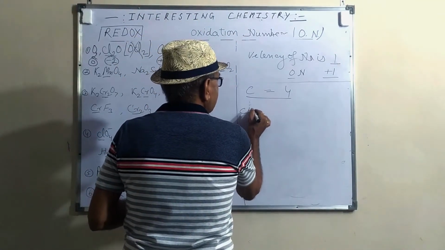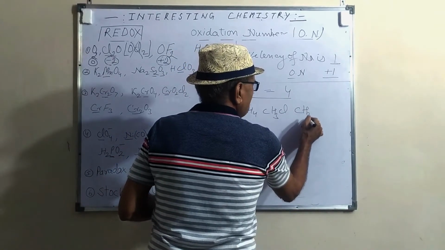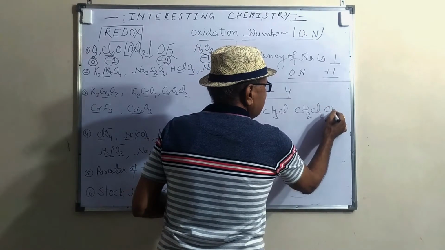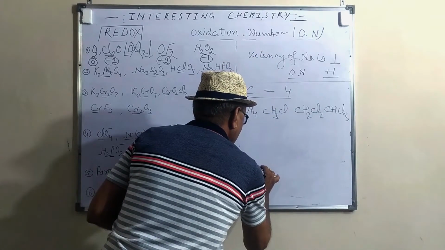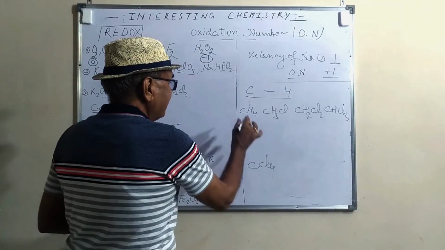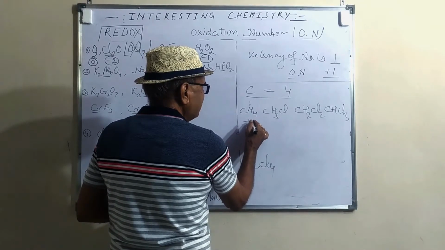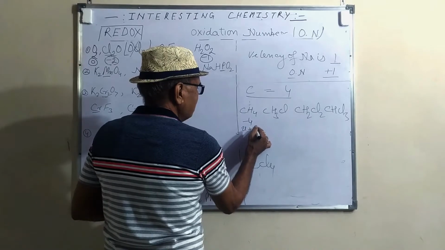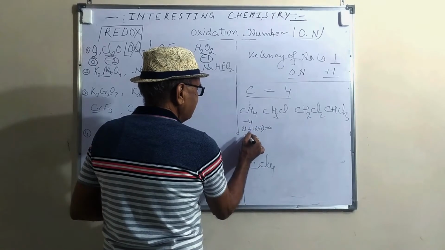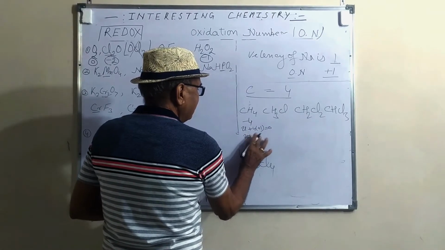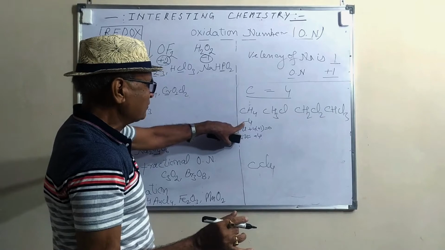Suppose we take CH4, CH3Cl, CH2Cl2, CHCl3 and CCl4. In CH4, methane, x plus 4 into plus 1 is equal to 0, so x is equal to -4. The oxidation number of carbon in methane is -4.